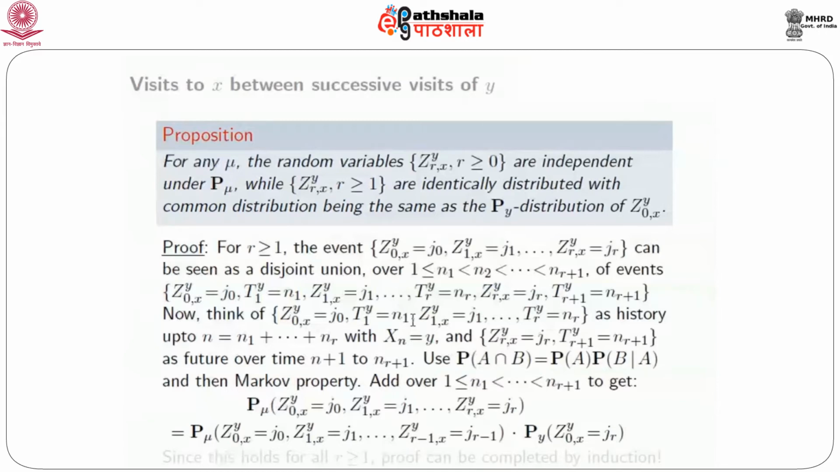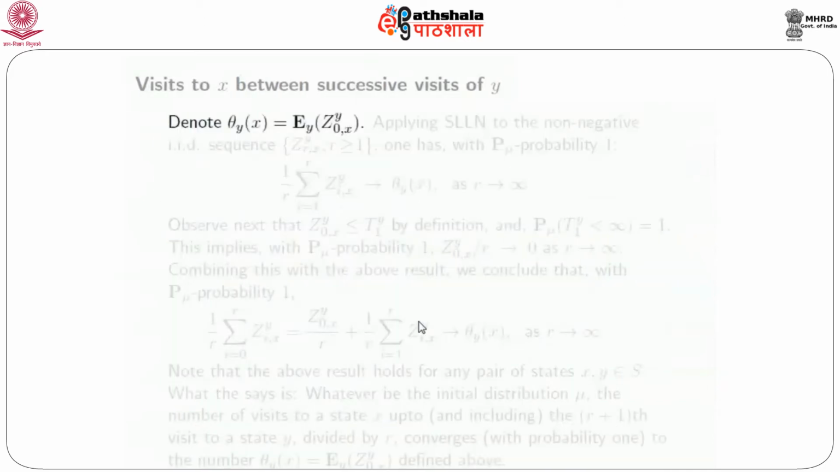Now, so what we have done is we have written the original event z0 x equal to j0, etc., zr x equal to jr as p mu probability of all these things up to zr minus 1, and then the zr part has come out as the probability that z0 xy equal to jr. Now since this holds for every r greater than or equal to 1, you can now complete the proof by induction. So now let's define this quantity theta yx to be ey expectation of z0 xy.